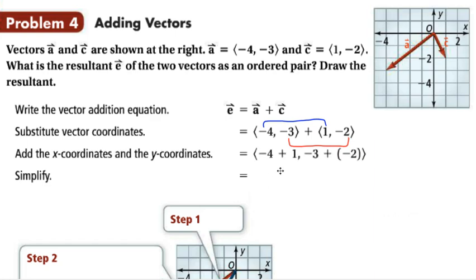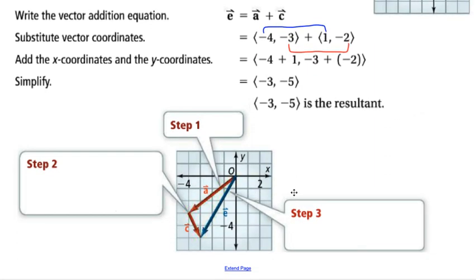So -4 plus 1 gives us -3. -3 minus 2 is -5. And that's how we would write the resultant. So that's algebraically what we would do.